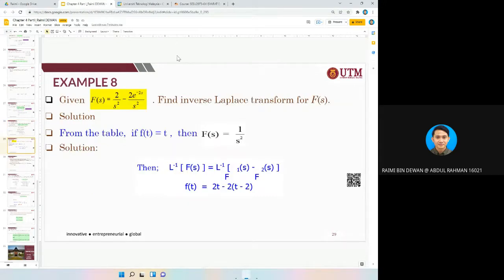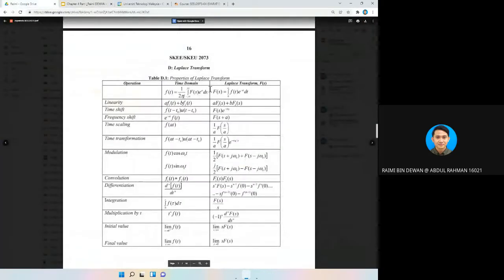Example 8. Given F(s) equals 2 over s squared minus 2 e to the negative s over s, find the inverse Laplace transform of F(s). Solution: from the table, if f(t) is equal to t, then F(s) is equal to 1 over s squared. You can see this is the general equation that we can relate to this. You see here is 2 over s squared. You can bring the 2 out, and in the bracket you have 1 over s squared, which is the F(s). And then for this one, you try to see the related function where you have an exponent and you have s on the bottom.